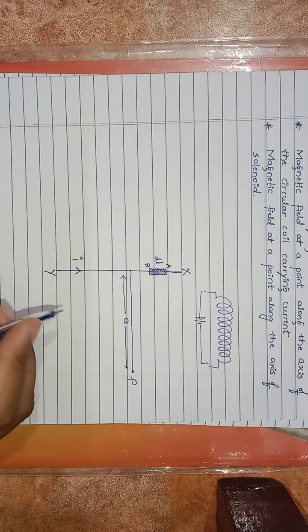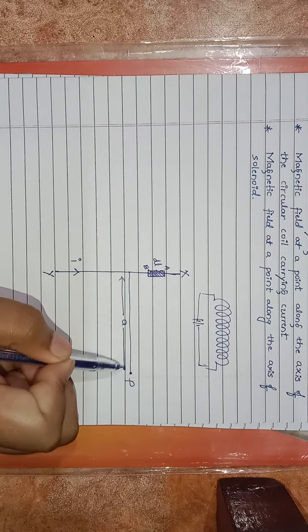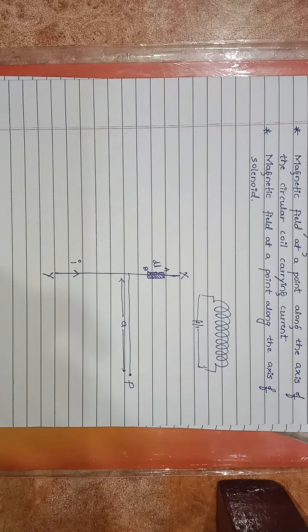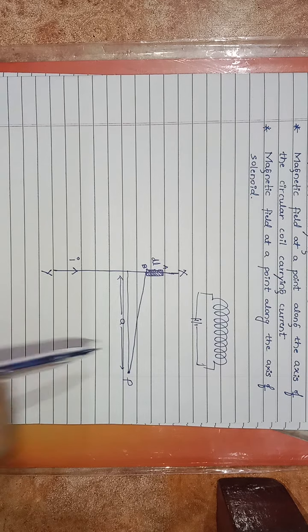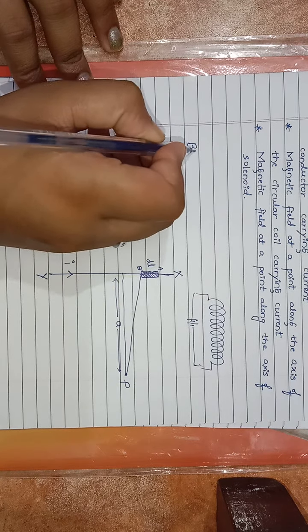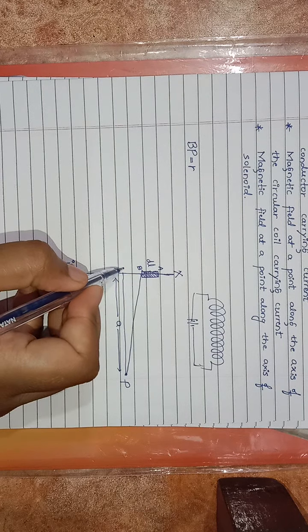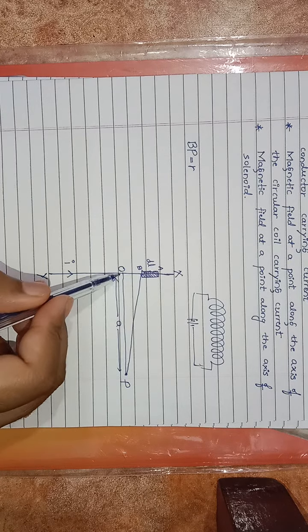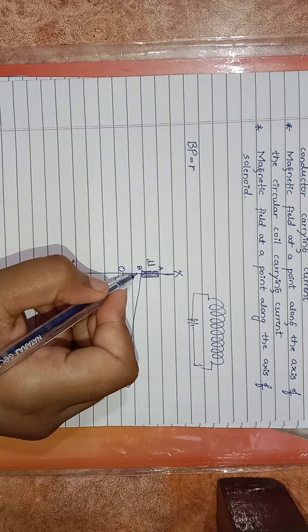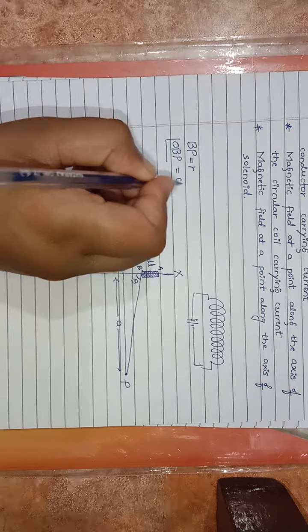Then we can draw a line from B to P. I have drawn one line from B to P. Let's consider this length BP, to which we'll give the value r, small r. And here this is the center point O. From the triangle OBP, which is a right angle triangle, consider this angle OBP as theta.